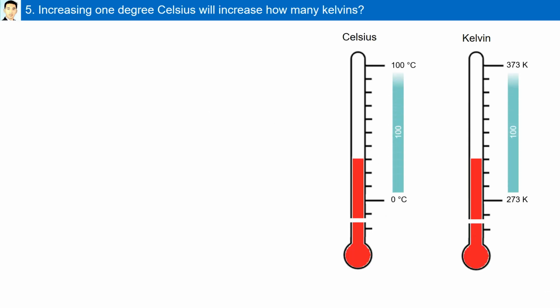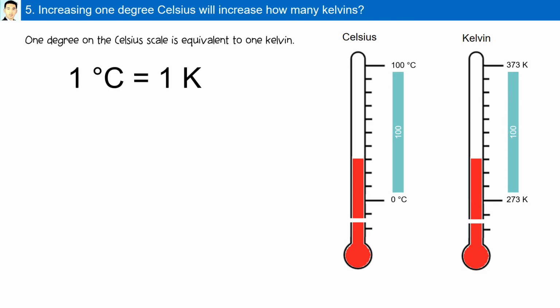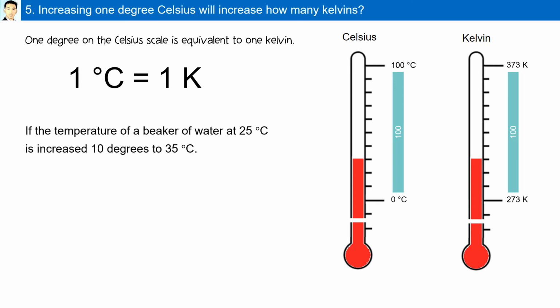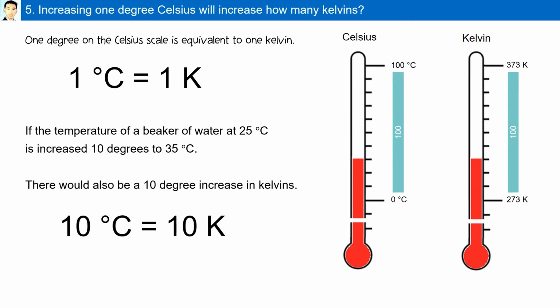Increasing 1 degree Celsius will increase how many kelvins? 1 degree on the Celsius scale is equivalent to 1 degree on the Kelvin scale. In the diagram, you can see from 0 degrees Celsius to 100 degrees Celsius, there's 100 degrees. While on the Kelvin scale, we also go up 100 degrees from 273 kelvins to 373 kelvins. If the temperature of a beaker of water is at 25 degrees Celsius, and it increases by 10 degrees to 35 degrees Celsius, there would also be a 10-degree increase in kelvins for that sample of water.